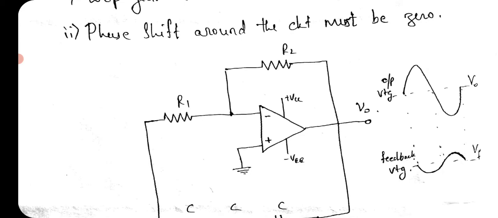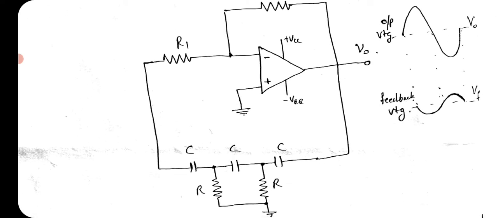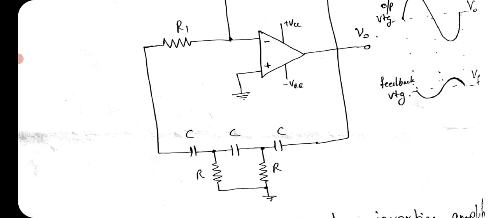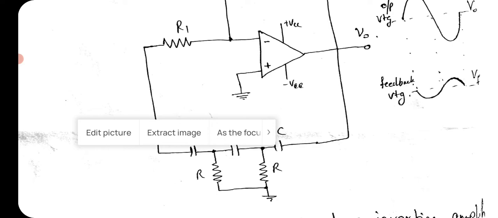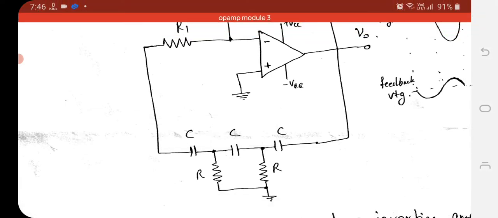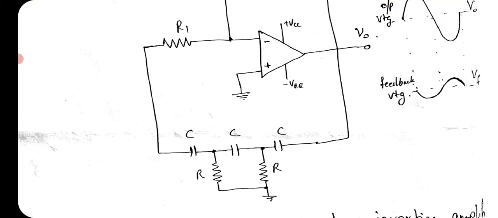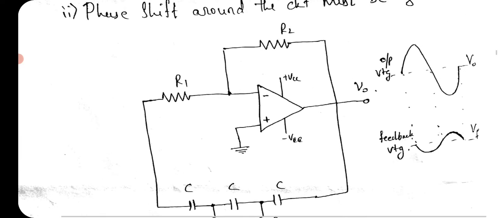So you should add another 180 degrees, which is given by the RC network, so that it becomes 180 plus 180, 360. Now here we will be using 3 capacitors and 3 resistors because each RC network is producing a phase shift of 60 degrees. So one RC will produce 60, second will produce another 60, third will produce another 60. 60, 60, 60 makes 180, and the upper 180 will make total 360. Hence the criteria is satisfied and the output is produced.